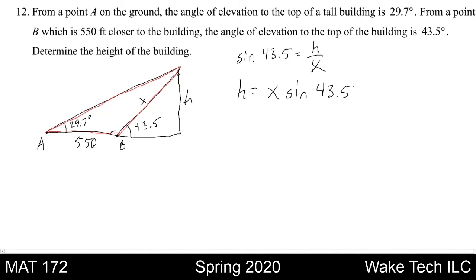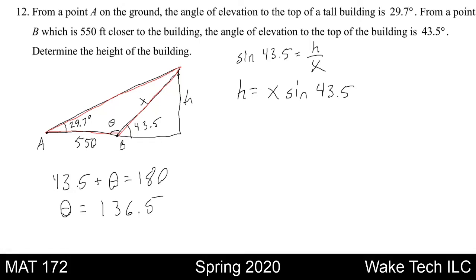So if I call this angle theta, then 43.5 plus theta is equal to 180. Just because they span a flat line like that. I can subtract and I should get 136.5. I want to double check that with a calculator. Gotta be careful with that kind of stuff. 180 minus 43.5 is 136.5. Awesome.